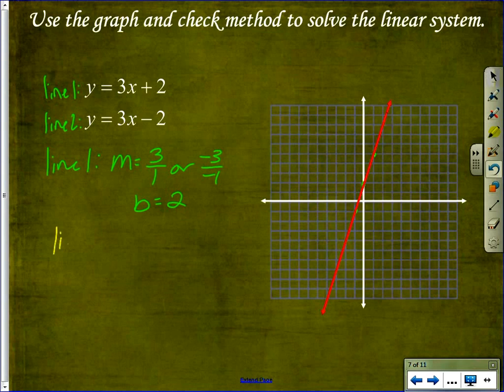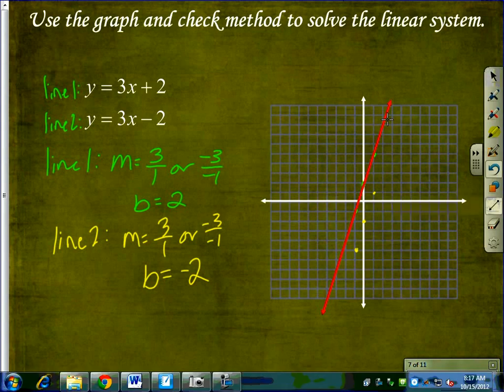And then line 2, what's my slope? 1 or -3 over -1. My y-intercept is -2. Great. So I'm going to go down to -2, 3 over 1, back 1, draw a line.